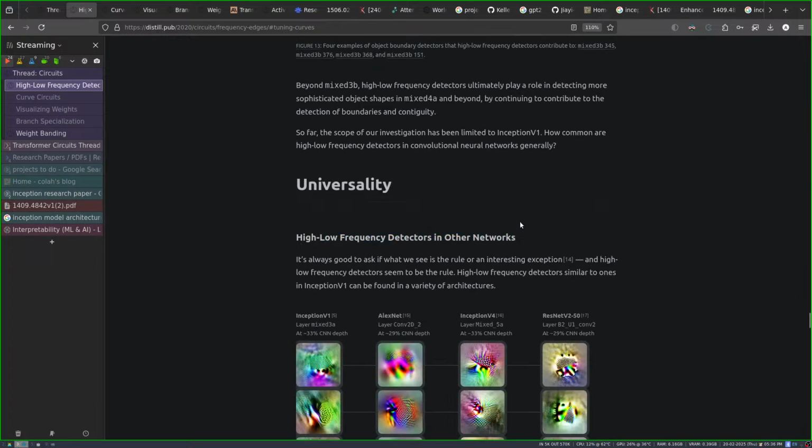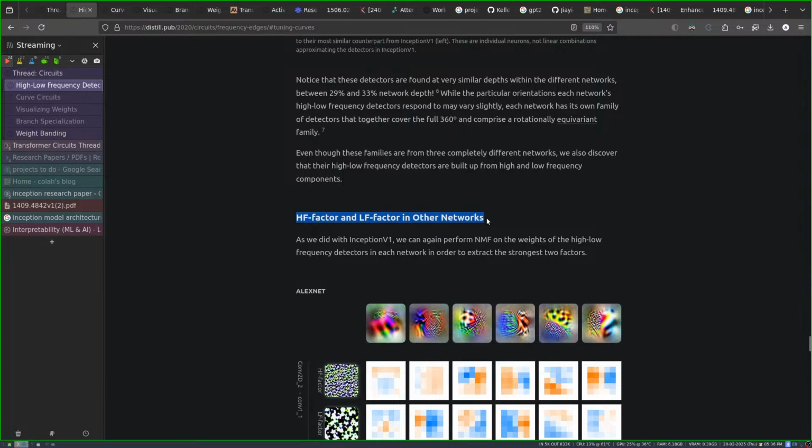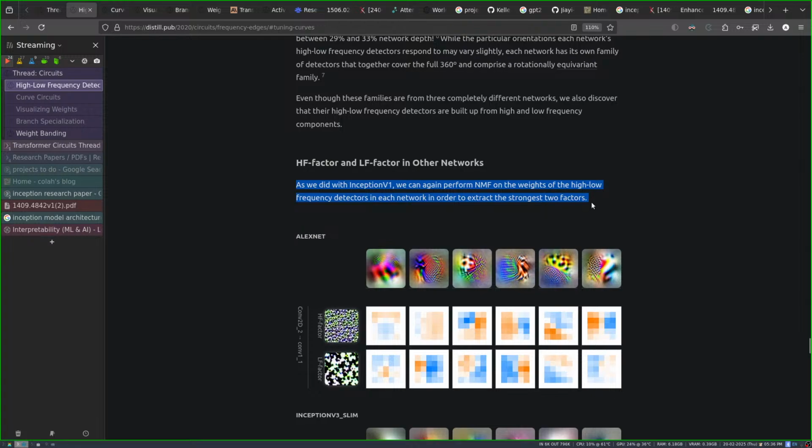Universality. It's always good to ask if what we see is a rule or an interesting exception. High-low frequency detectors seem to be the rule. High-low frequency detectors similar to the ones in Inception can even be found in a variety of architectures. We can again perform NMF on the weights of the high-low frequency detector.